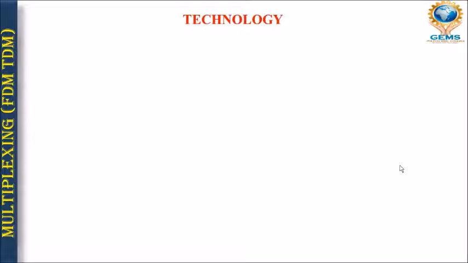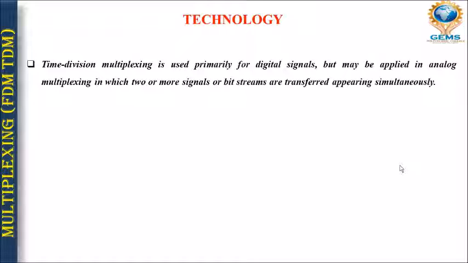So what is the important technology being embedded in TDM? Time division multiplexing is primarily used for digital signals. TDM हमेशा बेसिकली डिजिटल सिग्नल के लिए ही यूज किया जाता है. ये बात और है कि इसका हम लोग यूज एनालॉग सिग्नल्स के लिए भी करते हैं, राइट?